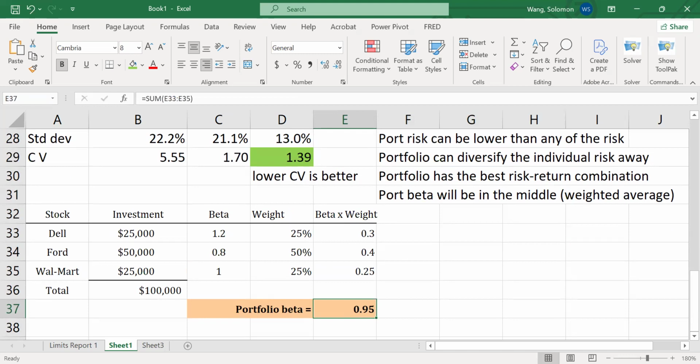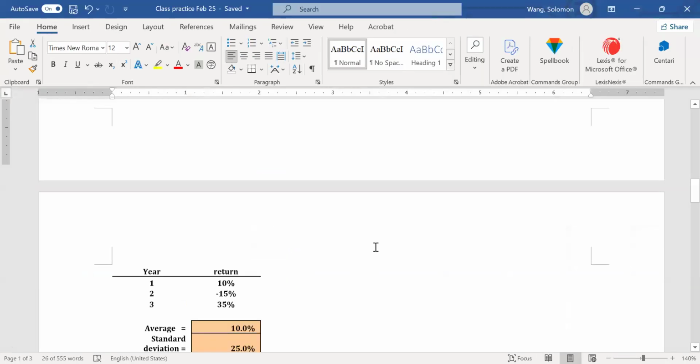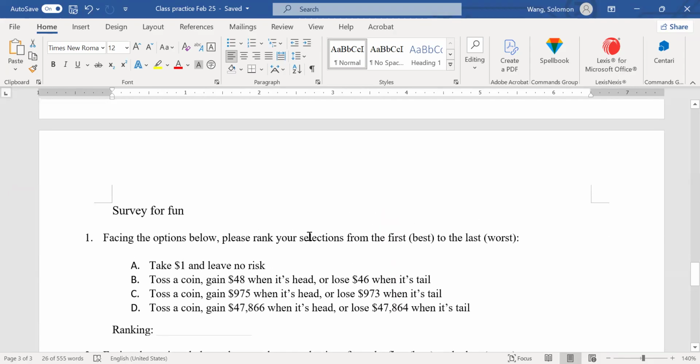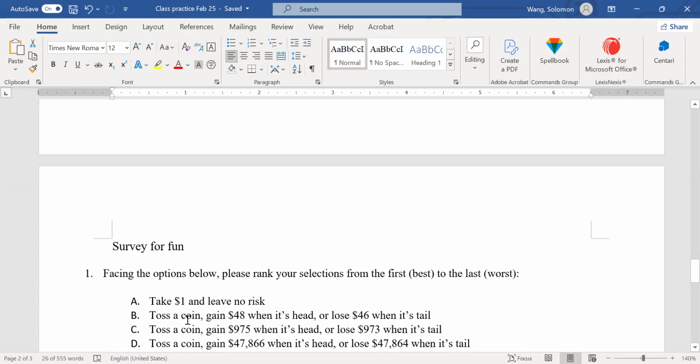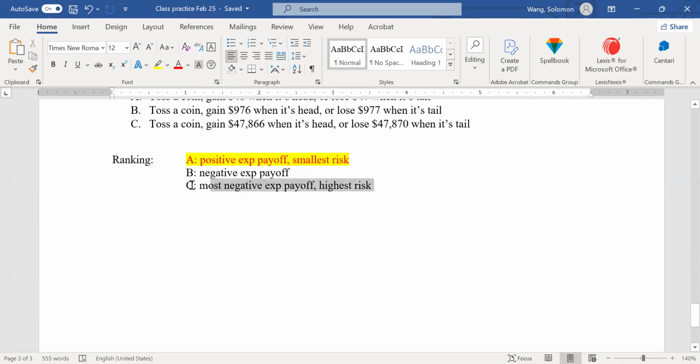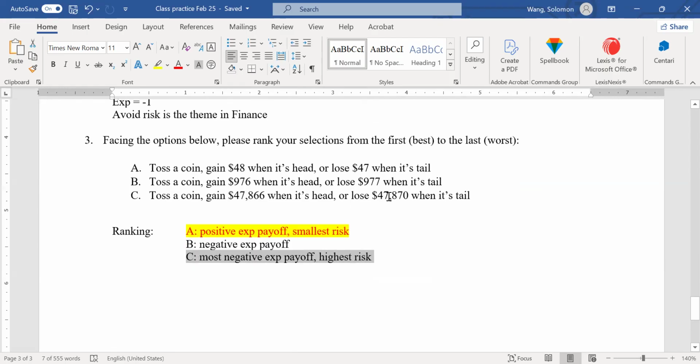Then you should understand that there are different risk preferences. When we first did this survey, some people chose C instead of A. That means this person is less risk averse than those who chose A. Still, these are risk averse selections. Risk averse indicates a positive relationship between risk and return, and risk lover indicates a negative relationship between risk and return. For those who chose C, with negative expected payoff and highest risk, that means definitely you're a gambler, and you should tell yourself, don't waste money in Las Vegas casinos. You know the casinos, they always make money.